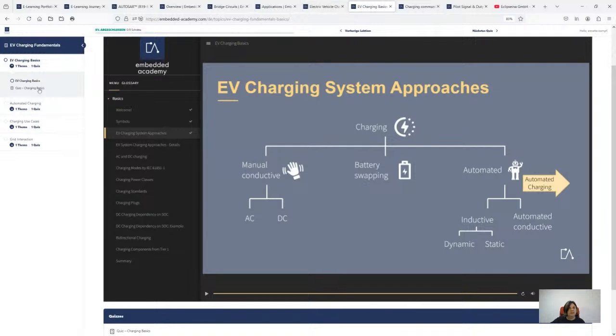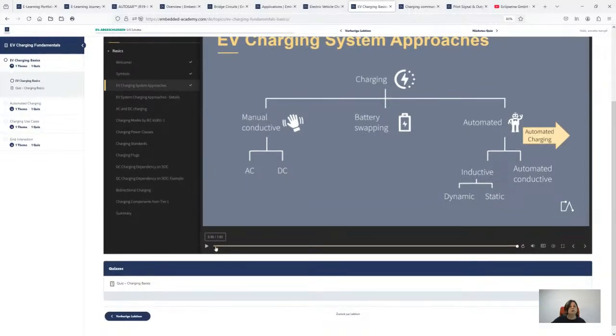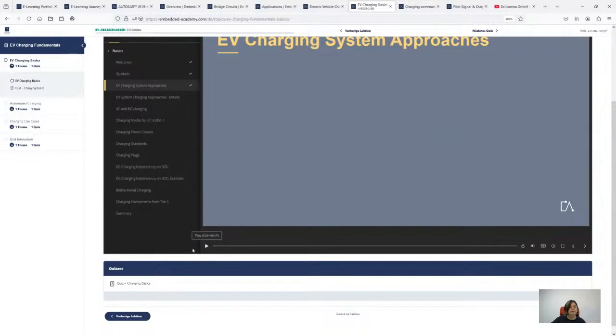And this content I just explained before, you see also here with EV charging basics. And when you click in where the picture is, automated charging, charging use cases, and grid interaction. So it has the same structure. And I would now give a short sneak peek to the system approaches.